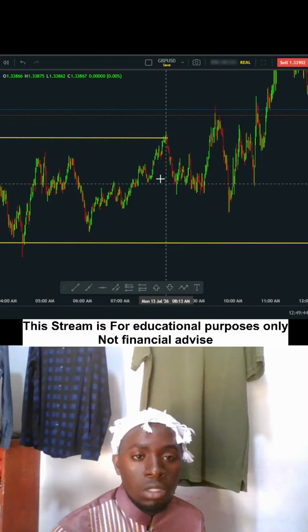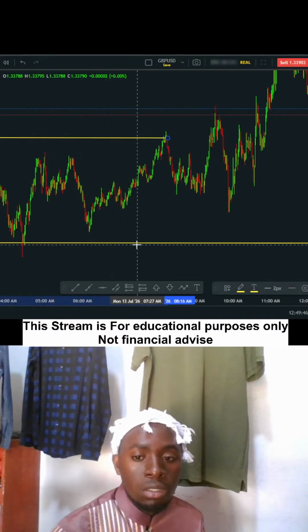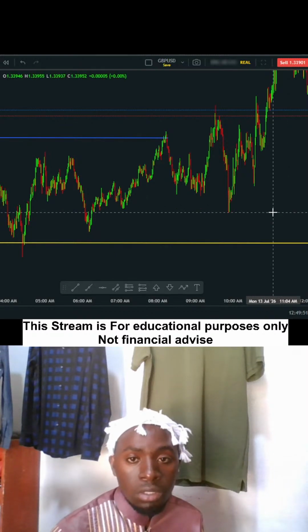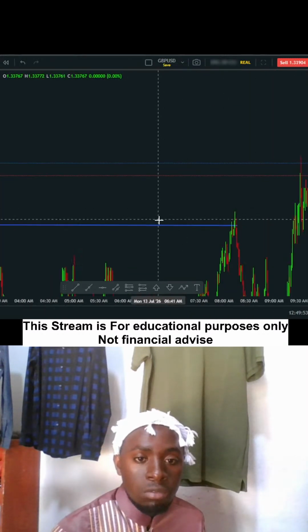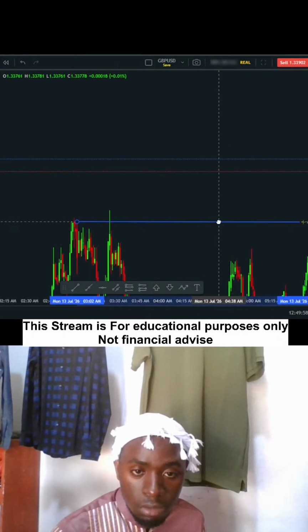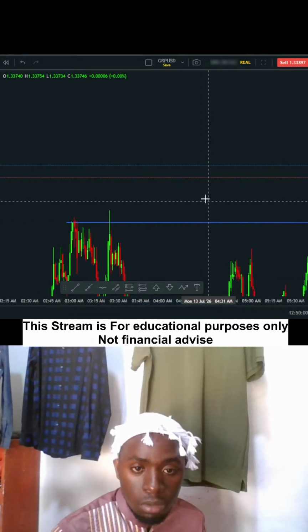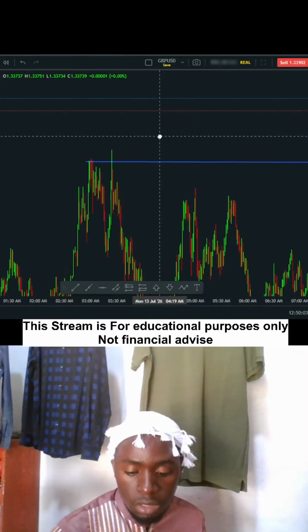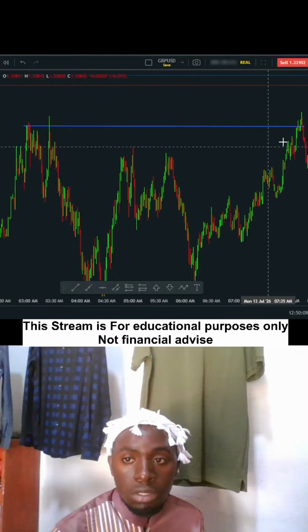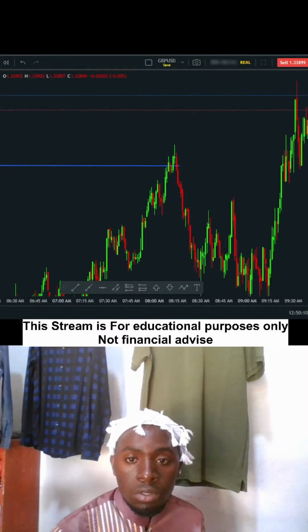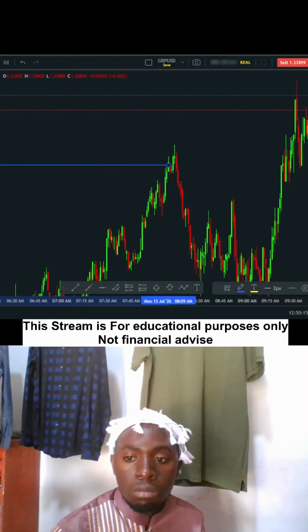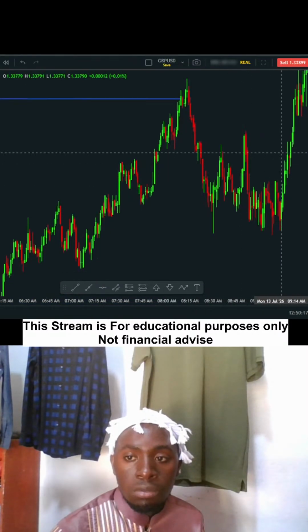Even though I would want to buy here, it's really not a straightforward entry. I need to be very careful about it. So that's our level right there, and if you check very well, the market broke that level from there.